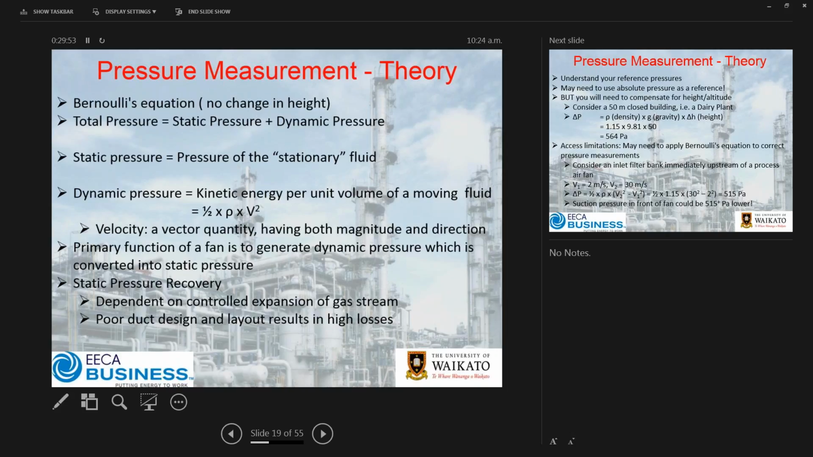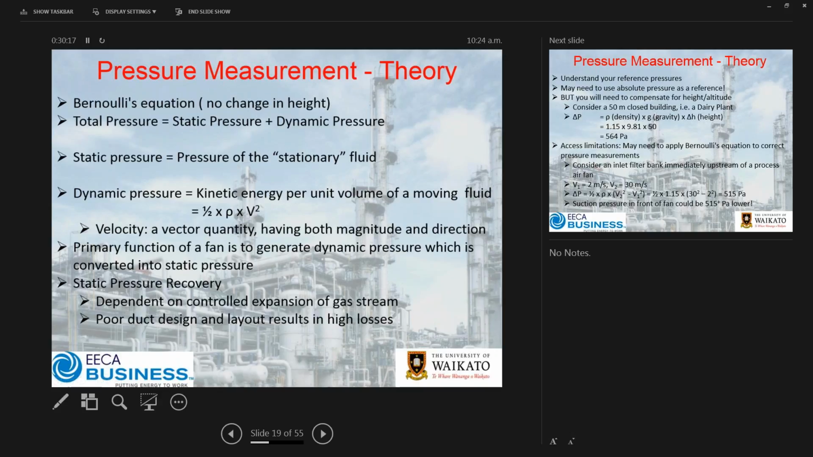However, obviously, as you lose static pressure through parasitic losses, our total pressure is going to reduce. But then that is offset. Somewhere in our system, we'll have our fan adding in effectively static pressure by virtue of its work that it applies to the flow stream.